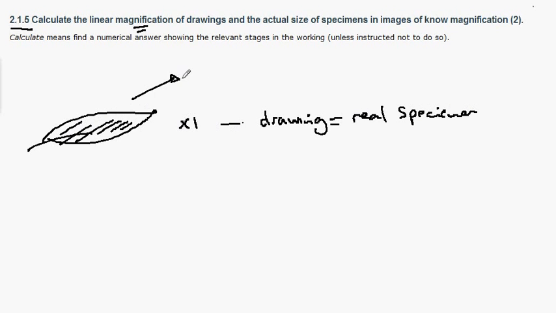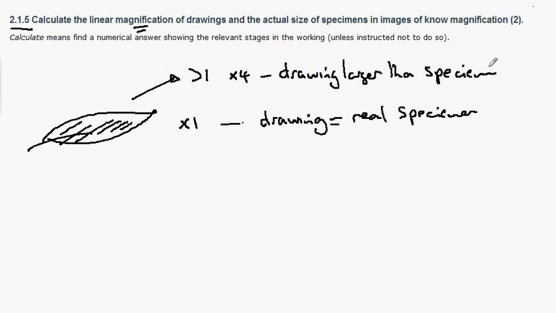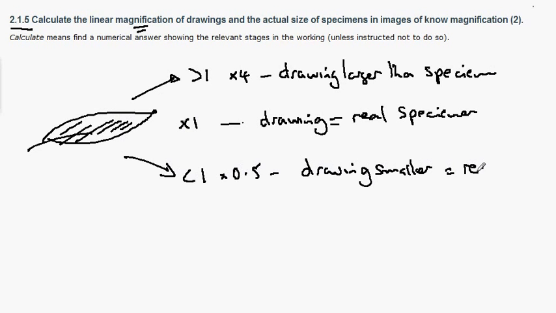If you have a magnification bigger than 1, for say ×4, this means that the drawing is larger than the specimen. So the drawing is 4 times larger than the real specimen. And of course, if we have magnifications of less than 1, such as ×0.5, this means that the drawing is smaller than the real specimen. In fact, in this case, it would be half the real size. So that's the first thing to think about.